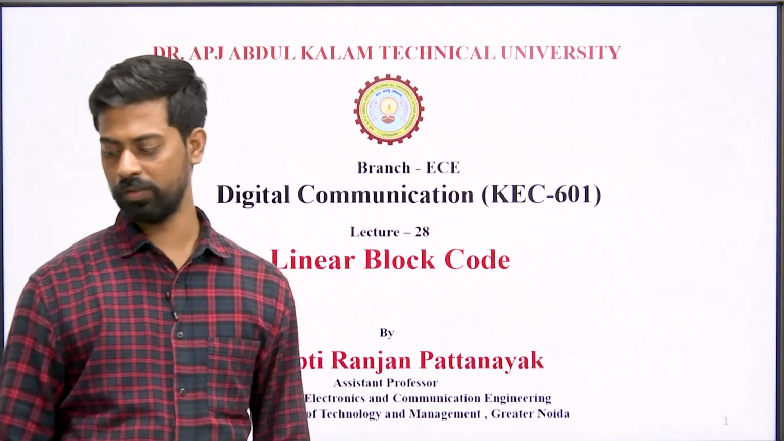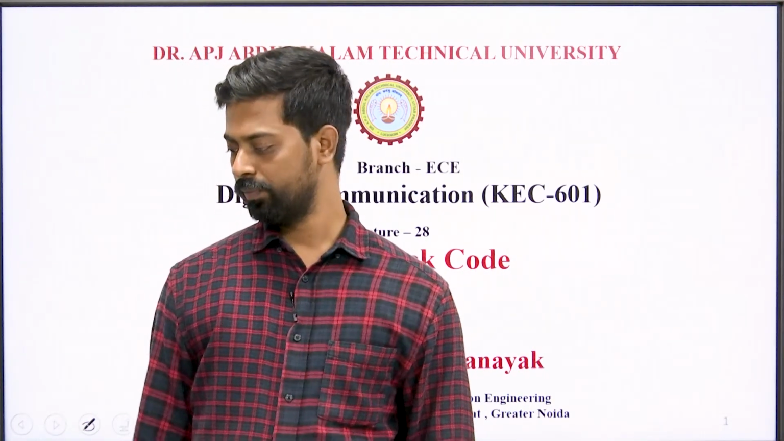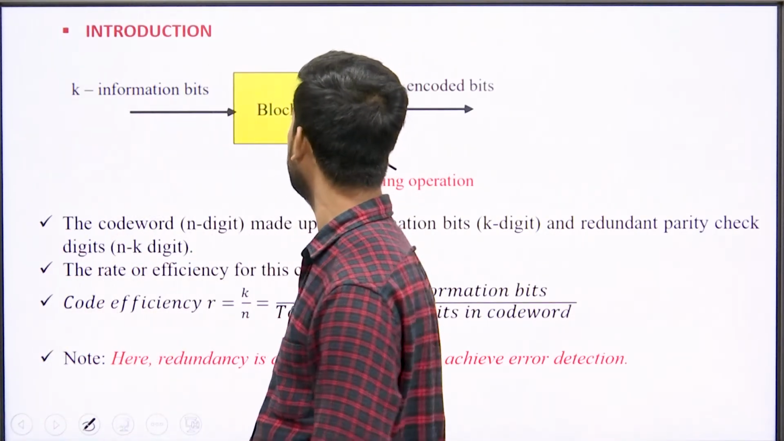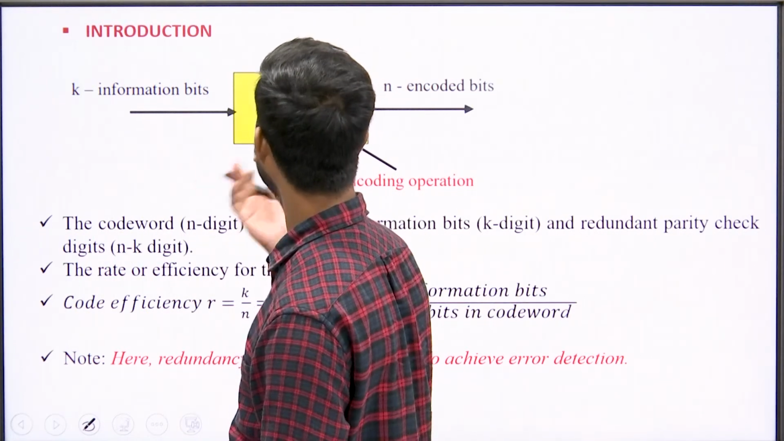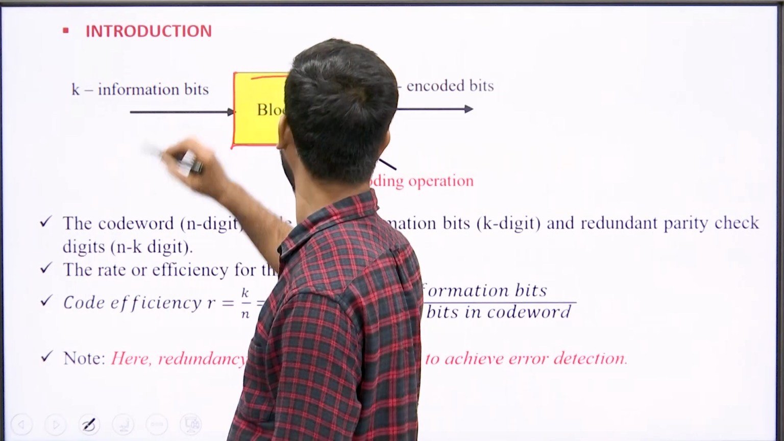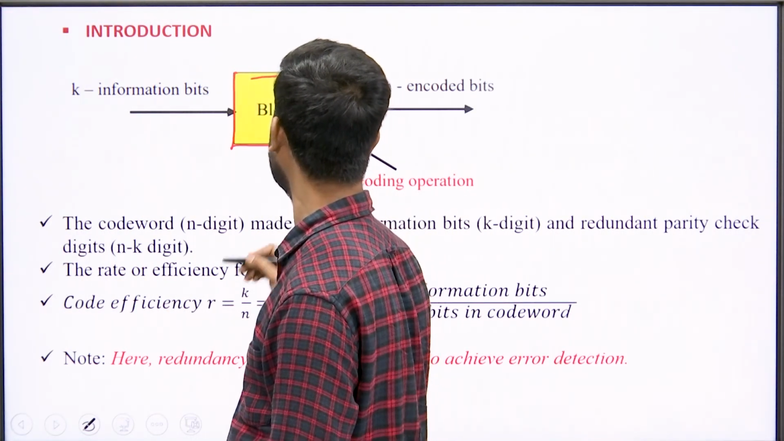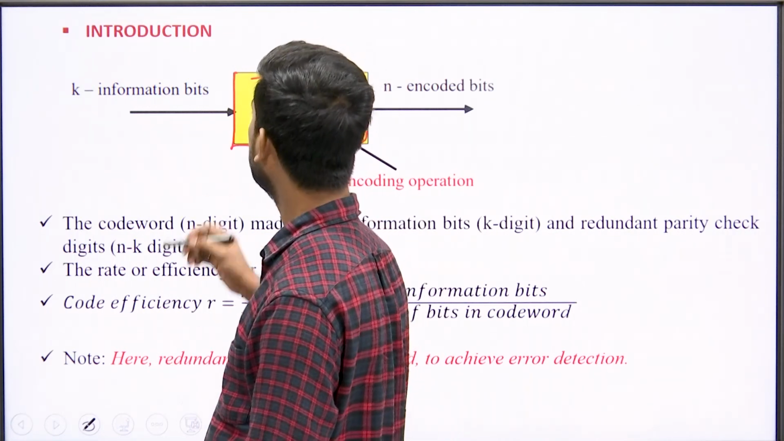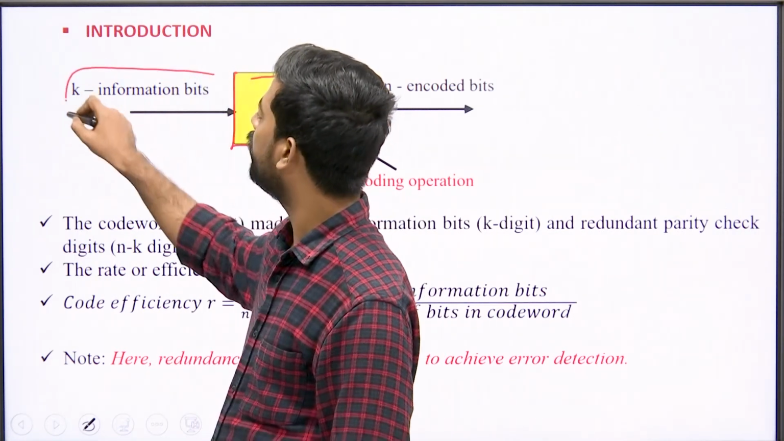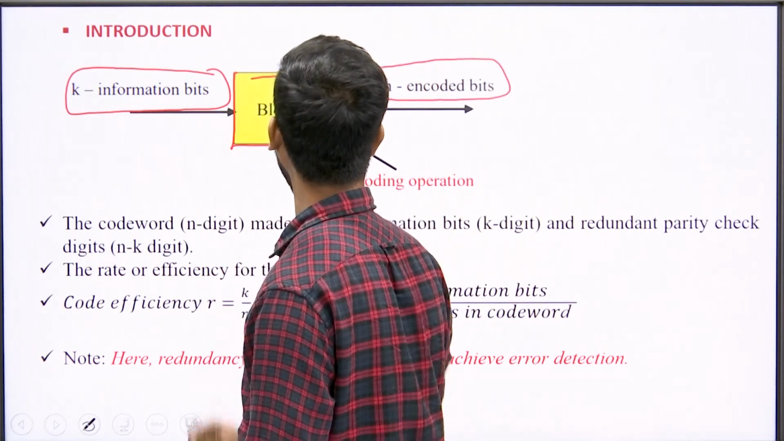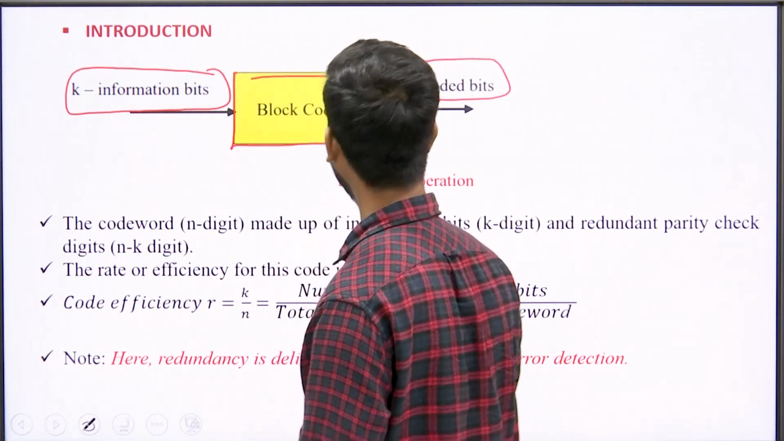Today's topic is linear block code. Before that, we will see what a block coder is. It does the encoding operation with an input of k information bits, and the output is n encoded bits.